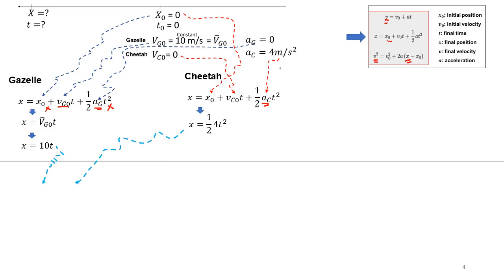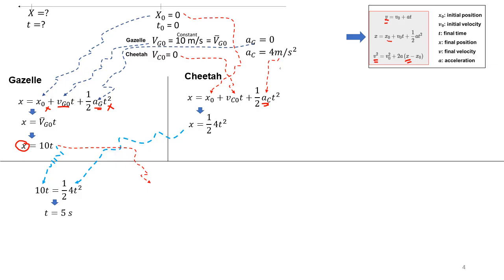Now you see the distance traveled, or the position of cheetah and position of gazelle from the bush is the same the moment cheetah catches gazelle. So x is the same for these two equations, so we can equate them. 10t is equal to half 4t square. From here we get t is equal to 5 seconds. So actually this is the time taken for cheetah to catch gazelle.